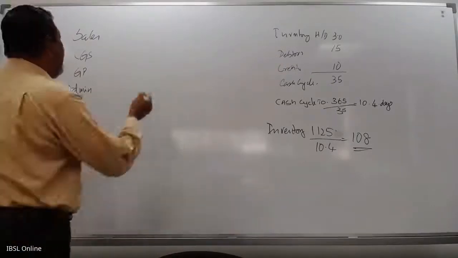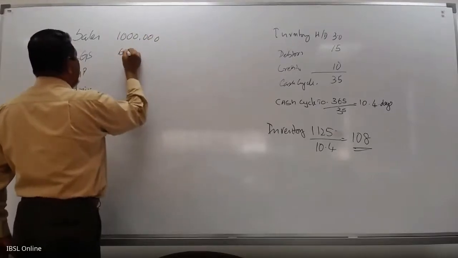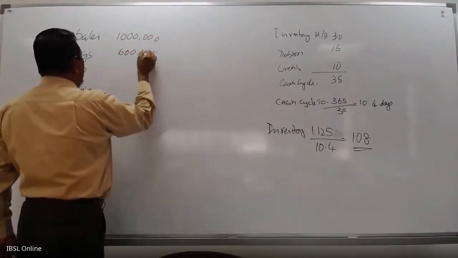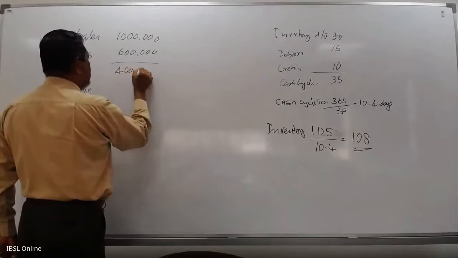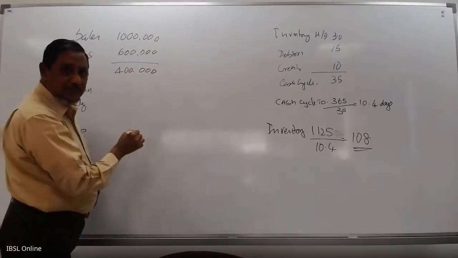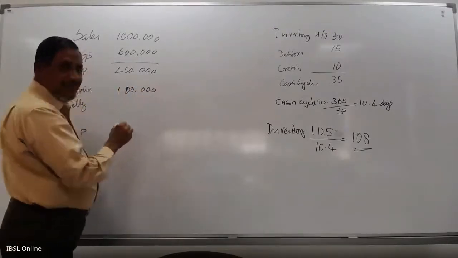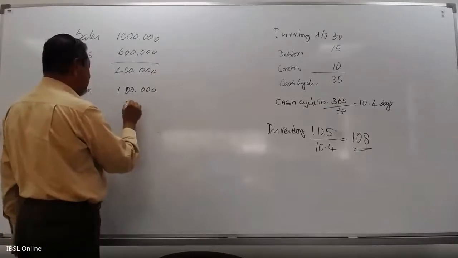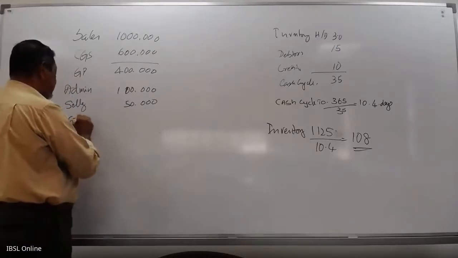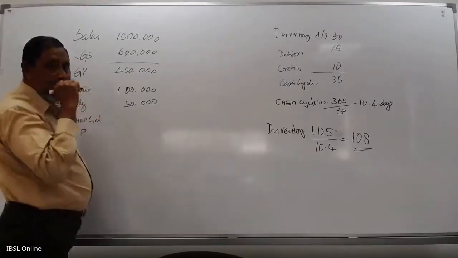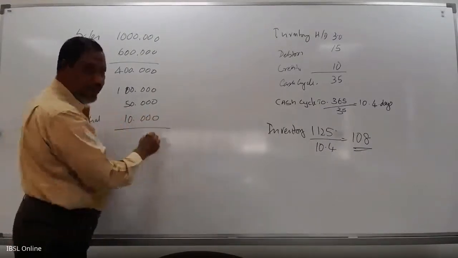Sales 1 million. Cost of goods sold 600,000. Gross profit 400,000. Administrative expenses 100,000. Selling expenses 50,000. Financial expenses 10,000. Net profit 140,000.